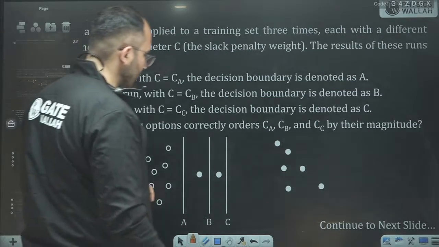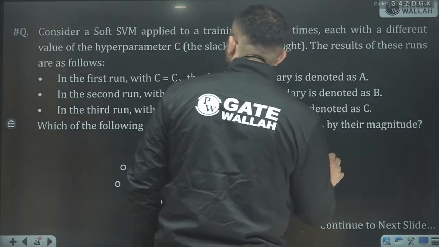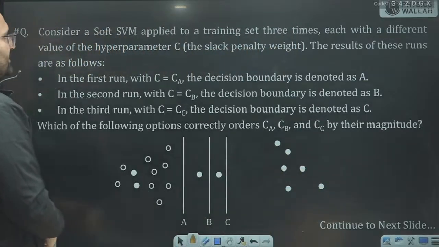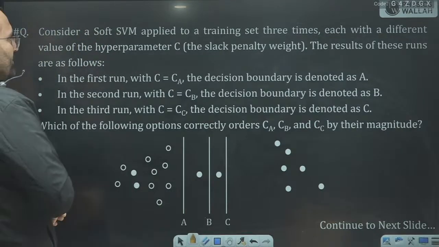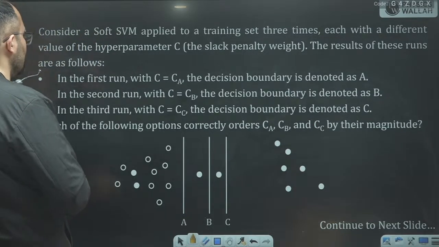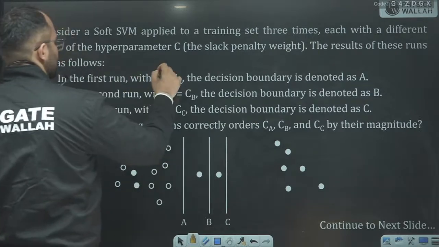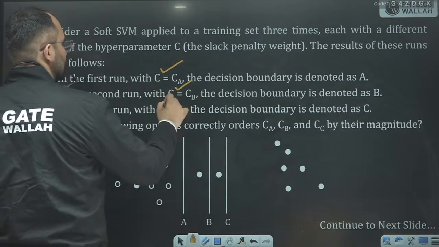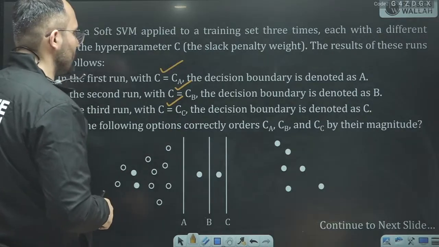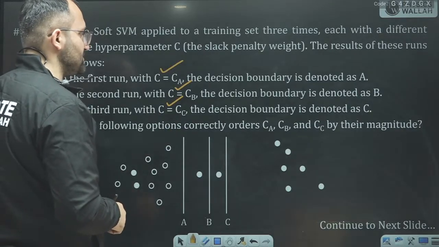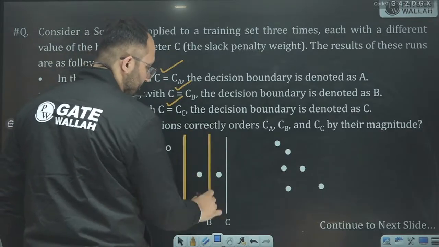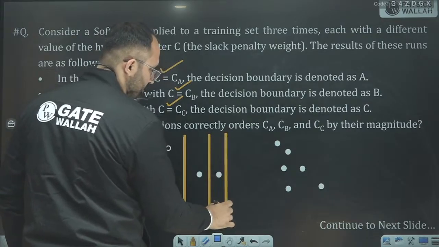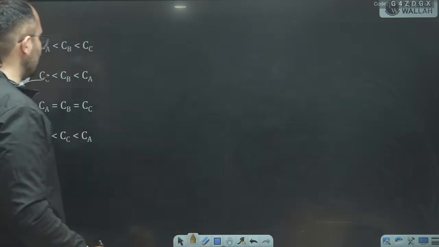Now, this is also a very beautiful question. Consider the soft margin SVM fit to the training data, each with a different value of the hyperparameter C, the penalty parameter. We first run with C equal to CA, then C equal to CB, then C equal to CC. Which of the following options correctly orders CA, CB and CC? For A, we get this as a boundary. For B, we get this as a boundary. For C, we get this as a boundary. So how can you compare CA, CB and CC? Just try to do this question.